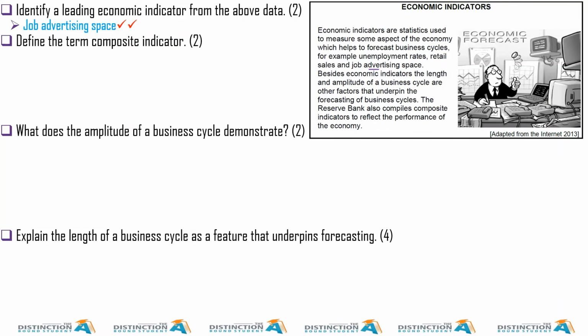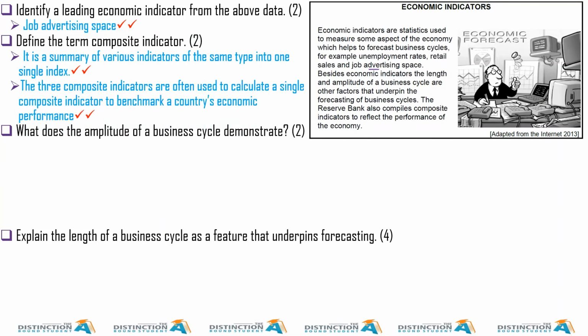If a company has to expand, then they'll need employees, because the current ones that they have are already working, and so they're expanding. They'll need to advertise. So you notice that job advertising space can be an indicator that we are heading towards this. Whether it increases or decreases, all those are indicators. If people are not advertising jobs, it's an indicator that we're probably heading towards a recession, something like that. Right, define the term composite indicator.